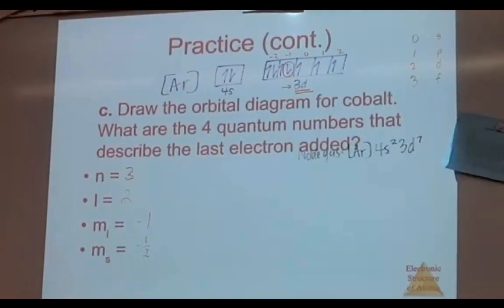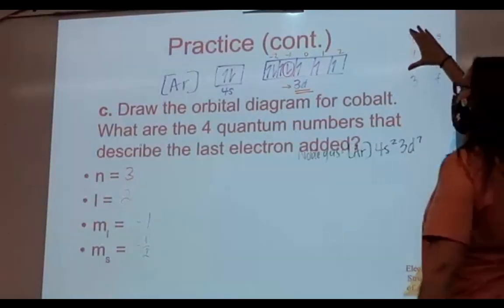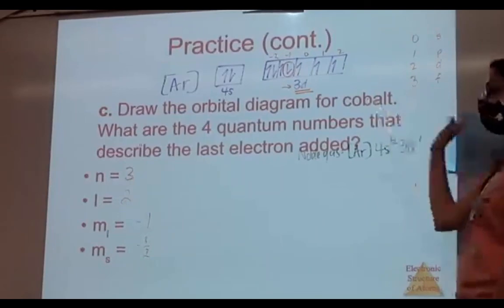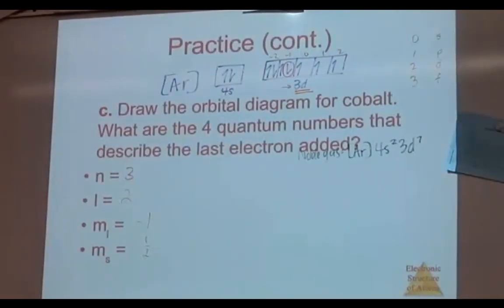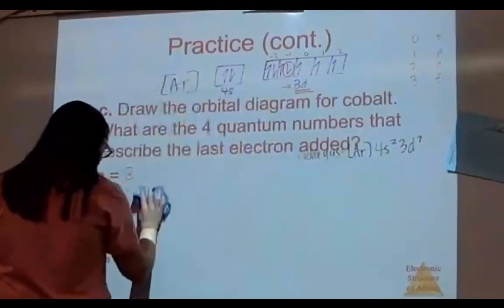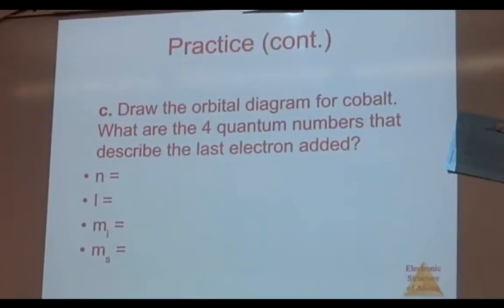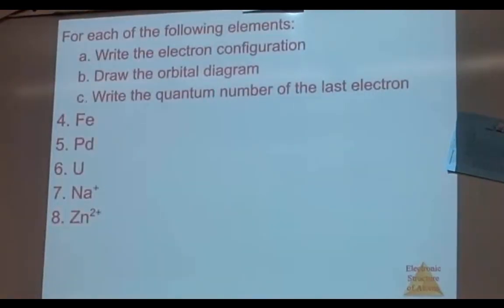So that's how we can relate quantum numbers to the orbital diagram. It always will ask what are the 4 quantum numbers for the last electron that is added, which is why you want to make sure that you're filling everything appropriately as well. Okay, so that's it for the practice out of the notes. All right, so then we're going to tie it all together.